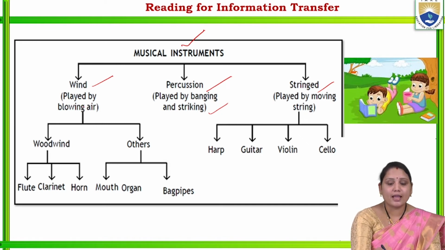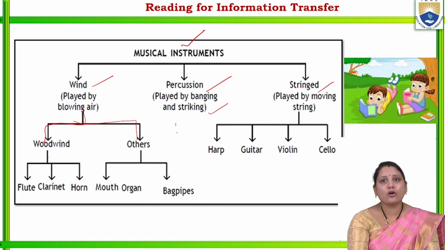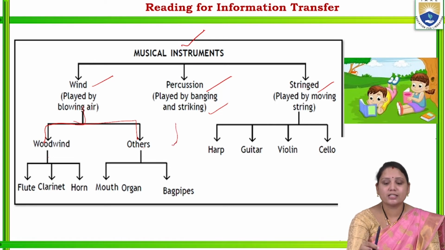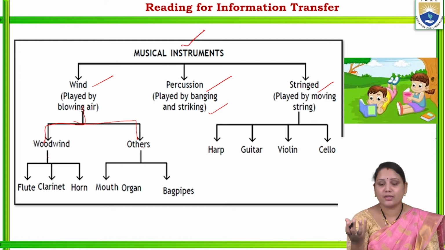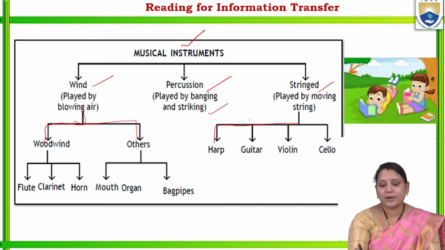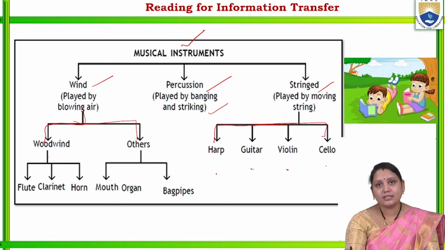Next, wind has again been segregated into two branches. What is that? Woodwind, then others. Percussion does not have any segregation because it has been stuck there with the banging and striking. It can happen in any way. Then string, which has been divided into four branches. What are those? Harp, guitar, violin and cello.